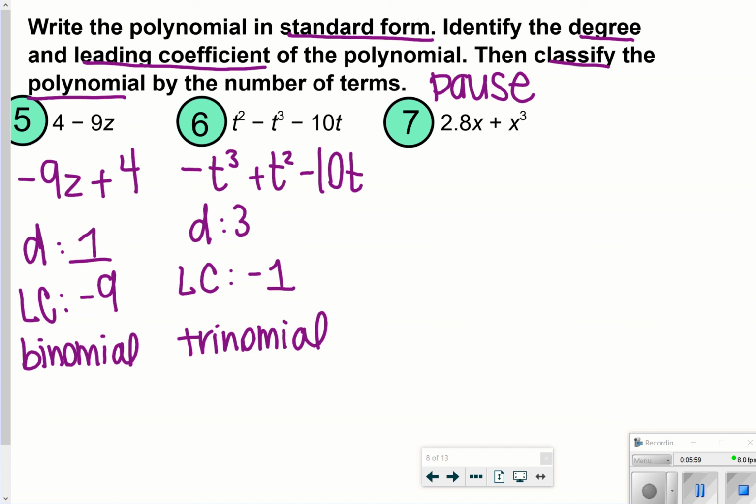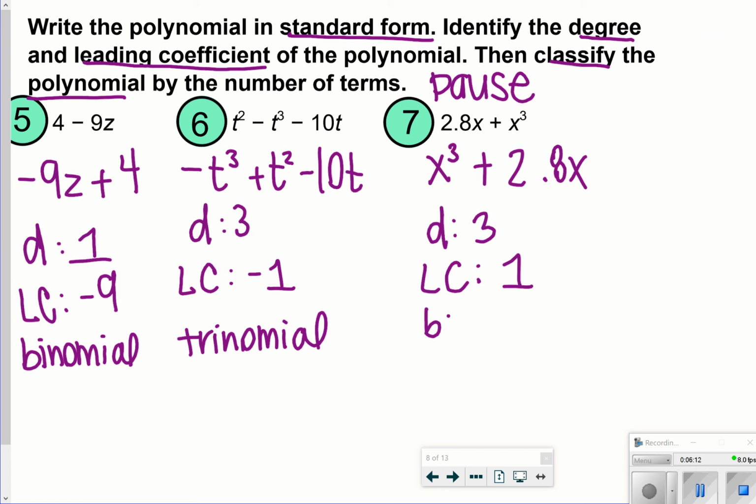For number 7, standard form would be x to the third plus 2.8x. The degree is 3. The leading coefficient is 1. And this one would be called a binomial because there's only 2 terms.